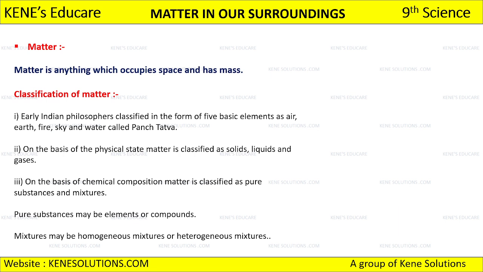So modern science has classified matter in two different ways. First is on the basis of physical state of matter. We can classify it as solid, liquid and gas. And on the basis of chemical composition, we can classify matter as pure substances and mixtures. Okay, and pure substances we can further classify as elements or compounds, and mixtures can either be homogeneous or heterogeneous. So this is what you should be knowing. Okay, so I just want you all to please go through this slide once.